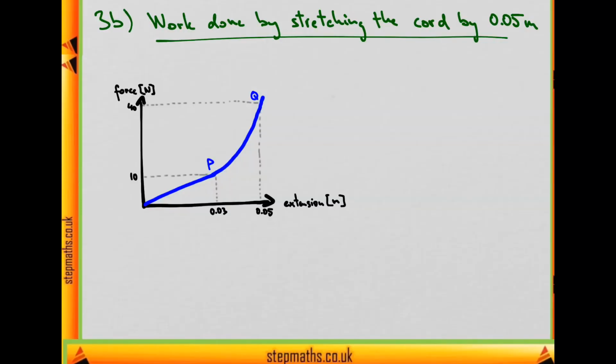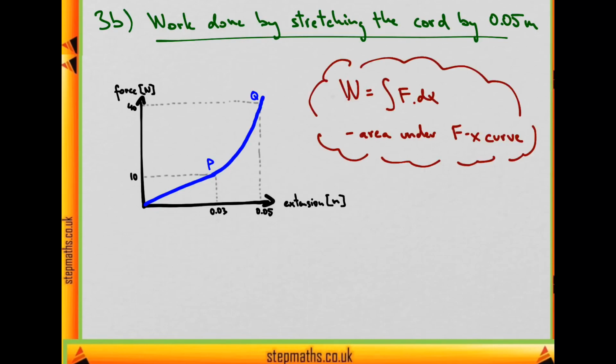In part B, we are supposed to calculate work done by stretching the cord by 0.05 meters. That means all the way to the fracture point. So can you think of a way work can be read off a force against extension graph? There is a very nice way of doing that, and that's when we realize that work is force times distance. Then the area under this F-x curve must be the work done. It's the integral. And we'll do this integral literally by parts.